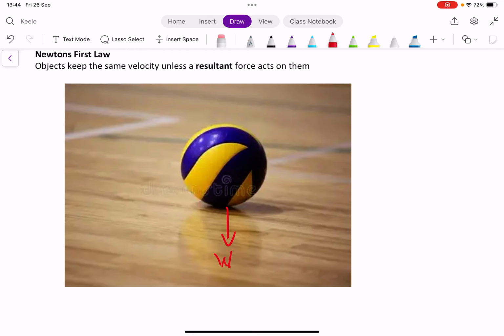So we've got the floor, which is also pushing up, which is a normal reaction force or normal contact force. Two different names for the same thing. These two forces would be the same size, so the resultant force on this ball is 0. That doesn't mean it stays still. It just means it carries on doing what it's doing. Constant velocity. If the velocity is 0 because it's staying still, then that's fine. That's what it'll carry on doing.